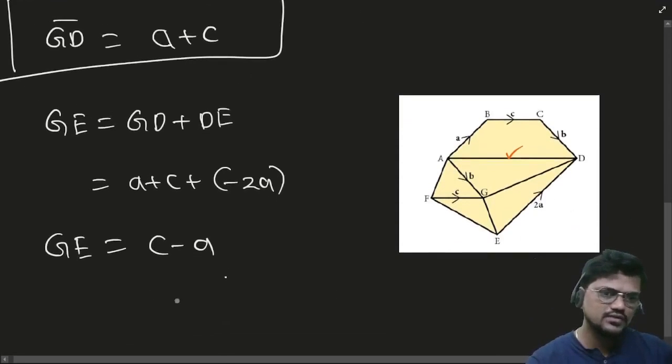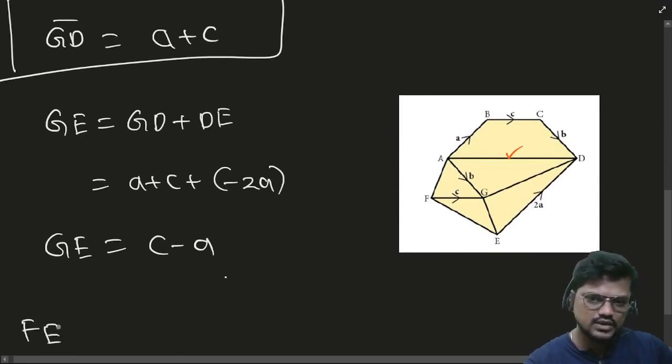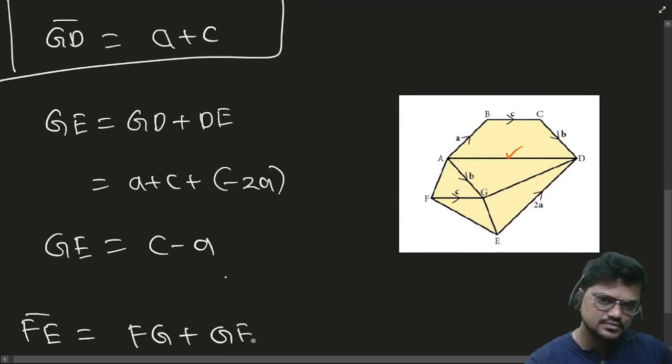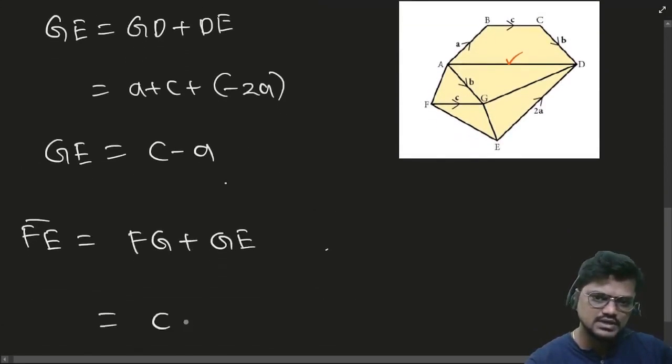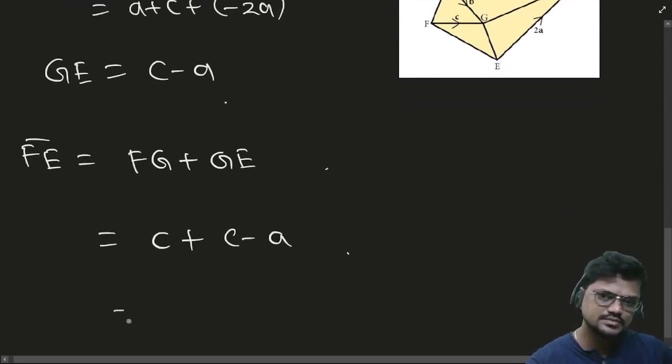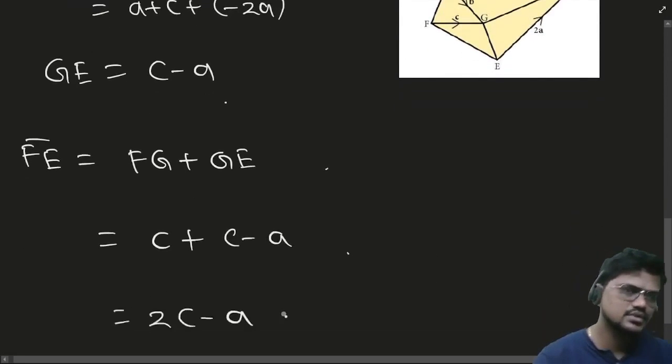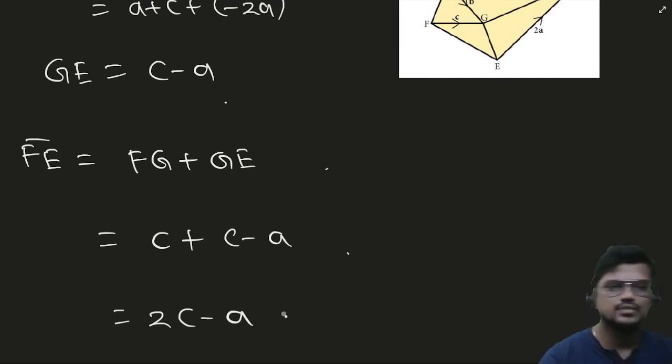Now, once you get vector GE, you can find vector FE. That will be FG plus GE. Your FG is C and your GE is C minus A. So the answer is 2C minus A. Got it? Clear? Okay.